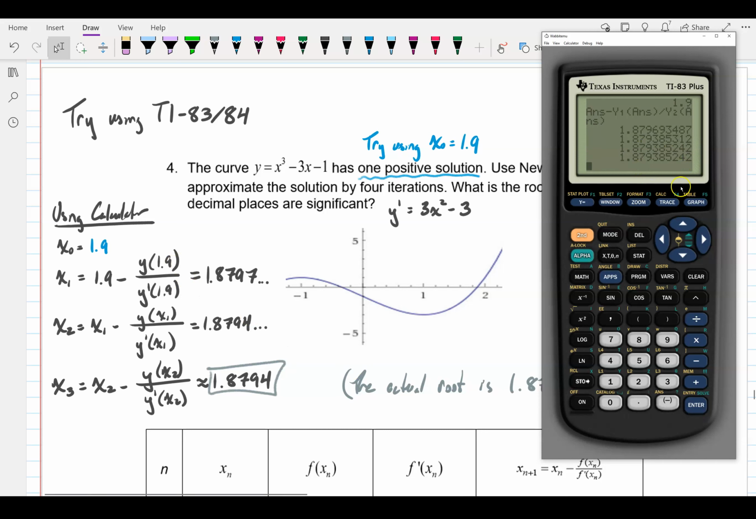When the decimals repeat like this, you know you found your root. So I said that the root is about 1.8794. I actually could have said the root is 1.879385242, but I didn't want to.